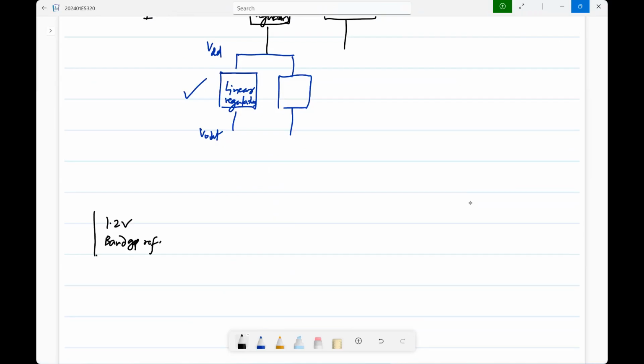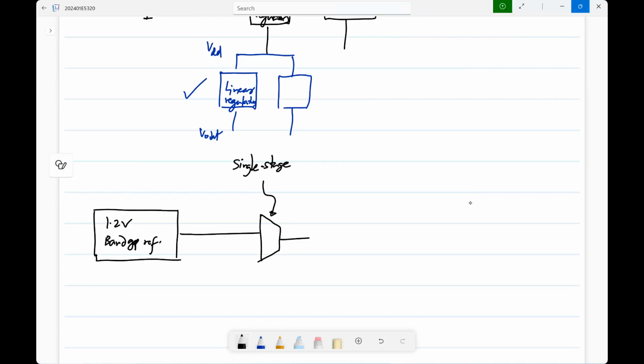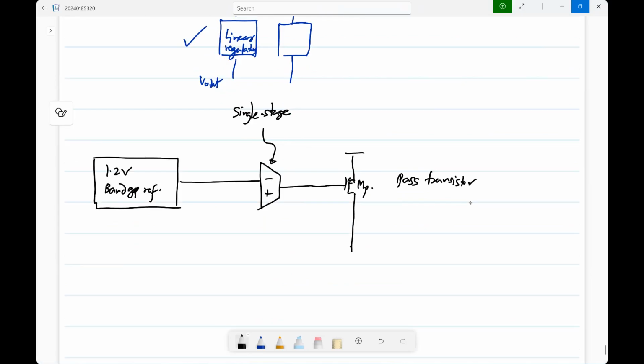band gap reference and a typical regulator, as we discussed earlier, consists of a single stage op amp which drives what is called the pass transistor. Basically, the load current passes through the pass transistor, right? And you implement whatever ratio you want.